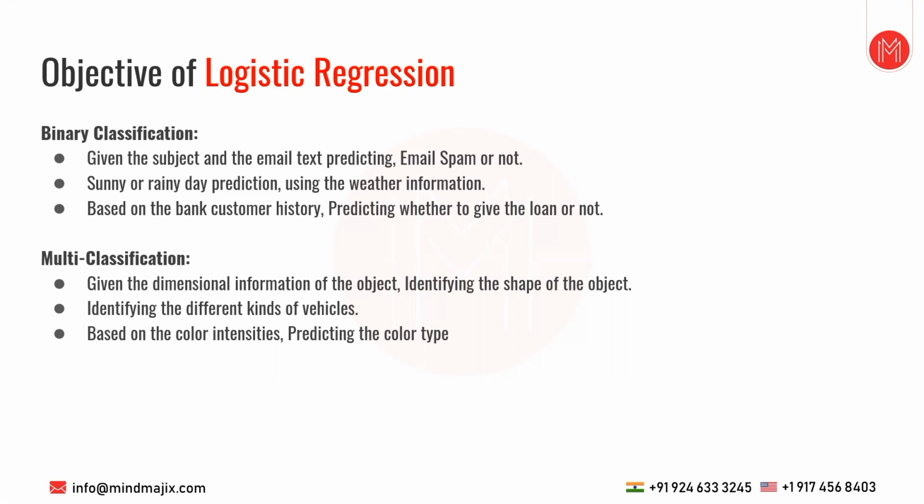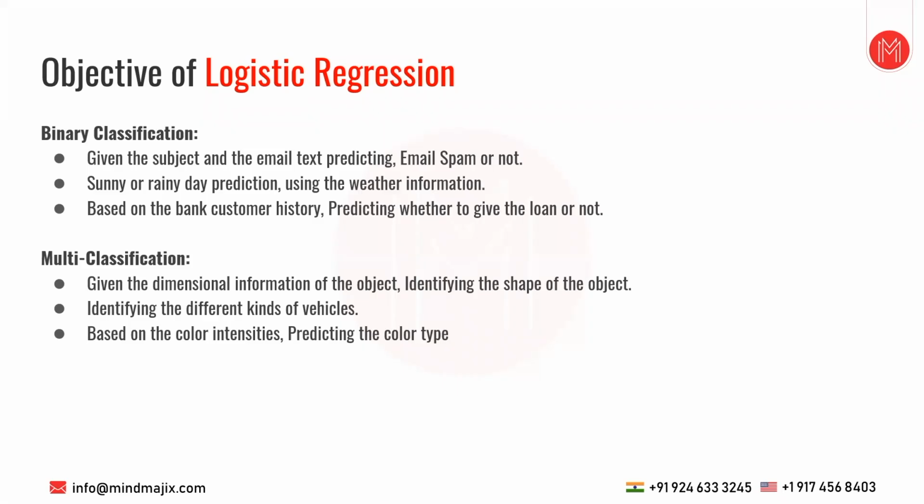But now we have to see what cases are available with multi-class classification. With multi-class classification, like given the dimensional information of the object, identifying the shape of the object, identifying different kinds of vehicles, identifying different kinds of animals, as well as based on the color intensities, predicting the color type as well. That type of stuff we get from multi-class classification. But if you want to do multi-class classification, decision tree, support vector machine, random forest, and many more techniques are available. But for binary classification, logistic regression can provide good output as well.